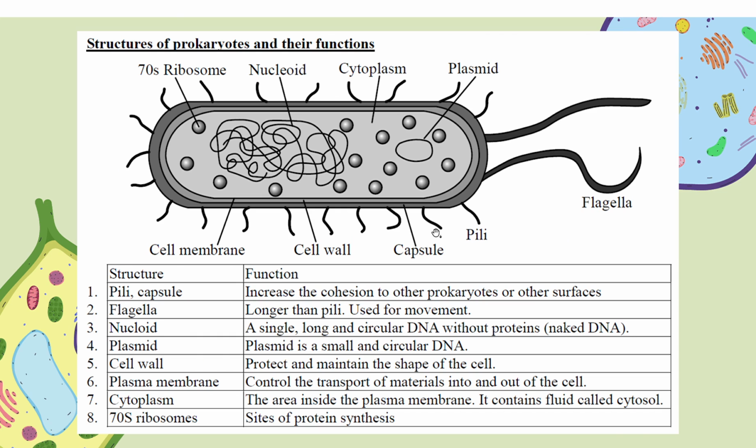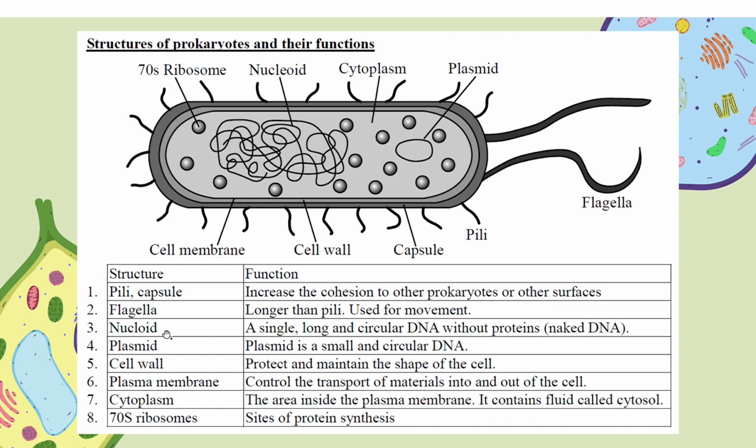Some prokaryotes can have a slime layer or a capsule outside, even outside the cell wall. This is for the increase of cohesion, when it's sticky, to stick together or to the surface, cohesion between the prokaryotes and the outer surface. And then it has flagella. Short ones are really tiny, and the long one is the flagellum. Flagella are for movement.